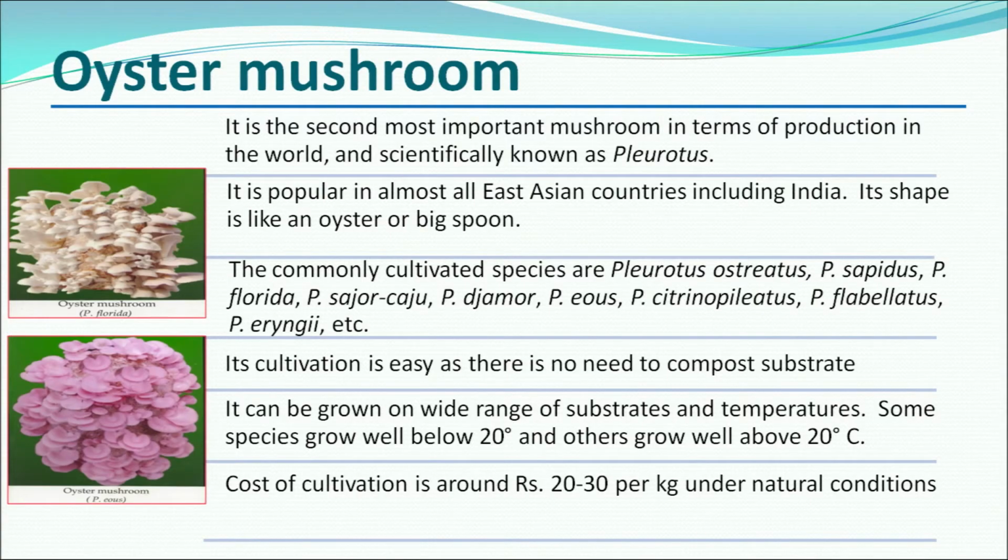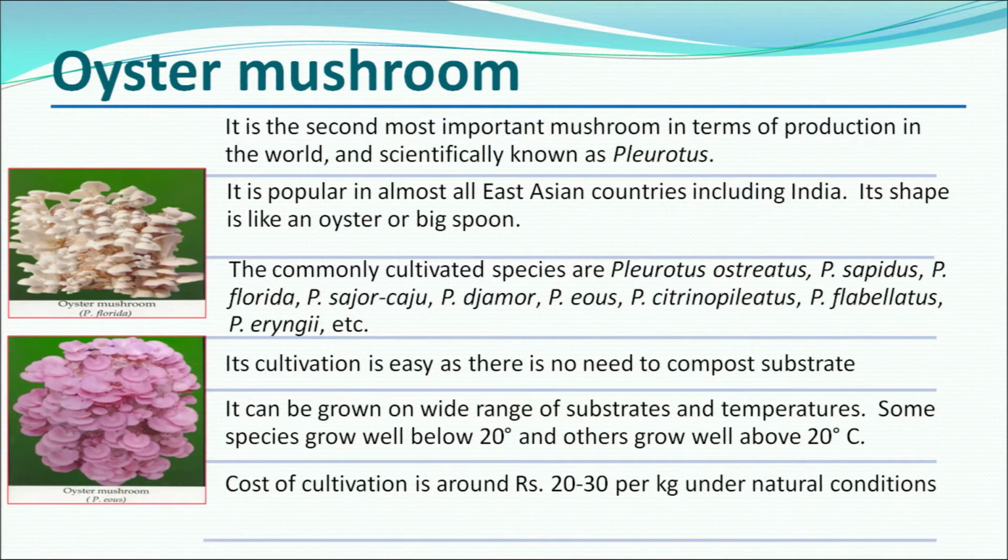Today I am going to share the cultivation technology of oyster mushroom, and this mushroom is the second most important mushroom in terms of production in the world. Scientifically it is known as Pleurotus, and it is popular in almost all East Asian countries including India, and its shape is like an oyster or big spoon.